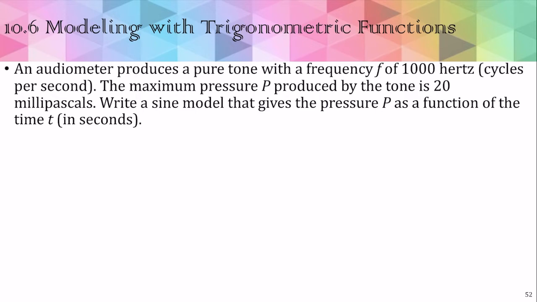An audiometer produces a pure tone with frequency of 1,000 hertz. So we know our frequency is 1,000 hertz. And remember, a period is 1 over f, right? So a period would be 1 over 1,000. The maximum pressure produced at the tone is 20 millipascals. All right, that's the maximum, right? So that means our amplitude is 20 millipascals. Write a sine model that gives the pressure as a function of time. All right, so they told us it's sine.